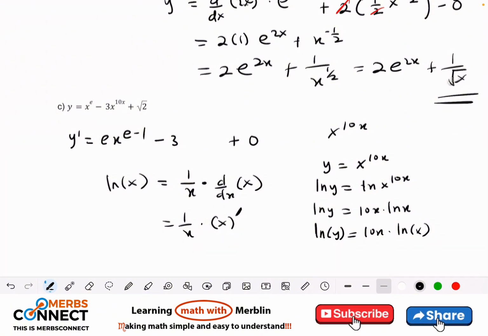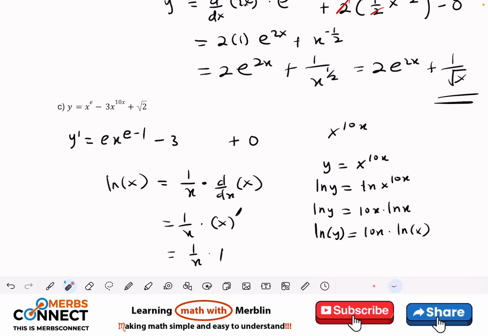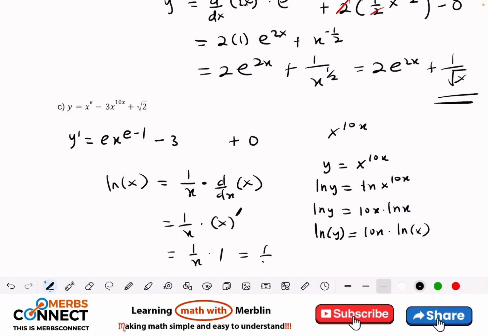So when you see something like this, I'm differentiating. This is going to be 1 over x times the derivative of x with respect to x, which is 1. So this is going to give us 1 over x. That's the idea: when they ask you what you get when you differentiate ln x, it is 1 over x. But you need to know the process.